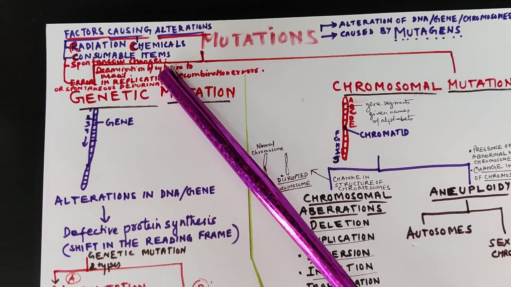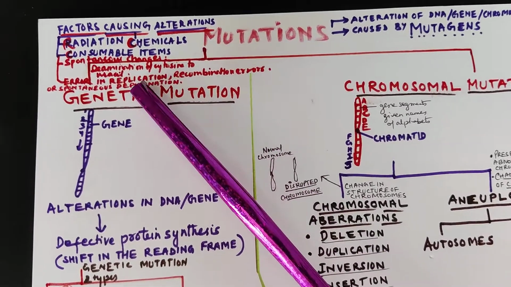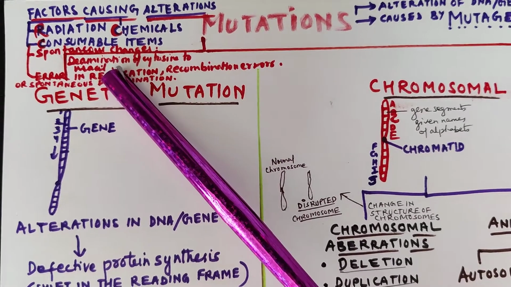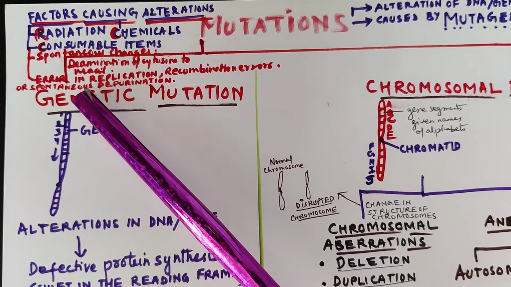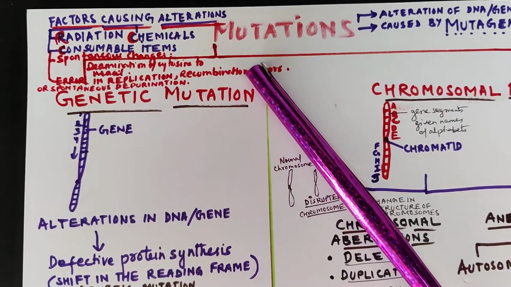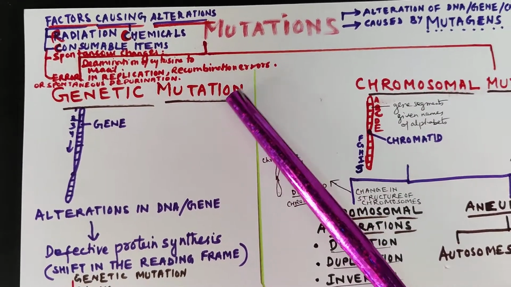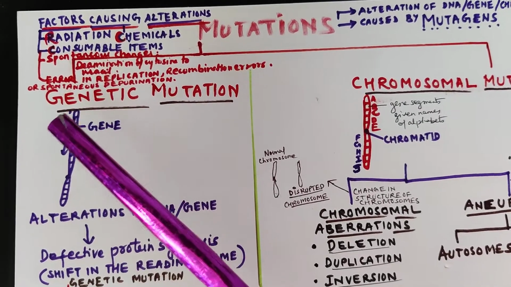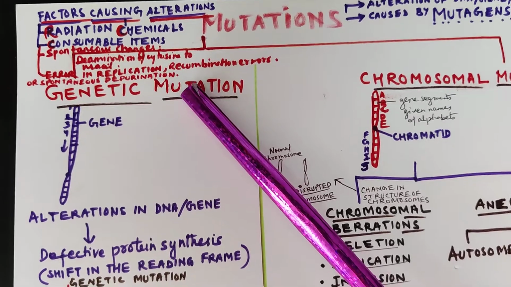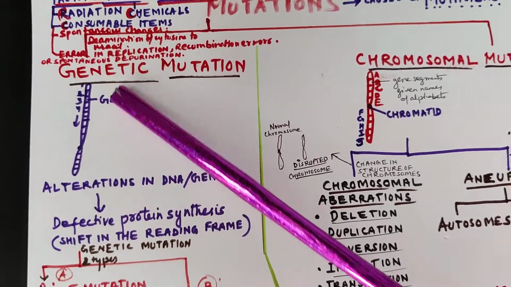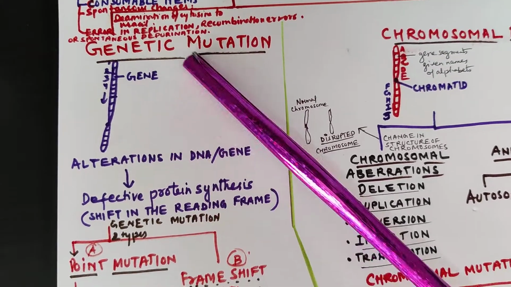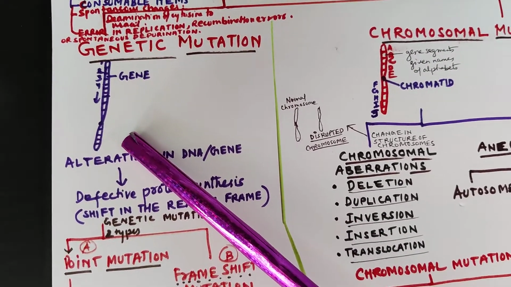Spontaneous changes are also mutations, and these are due to deamination of cytosine to uracil. It may occur due to errors in replication. It may occur due to errors in recombination during crossing over in meiosis cell division, or it is called spontaneous depurination. This is the chromatid of a chromosome, because each chromosome is composed of 2 chromatids.